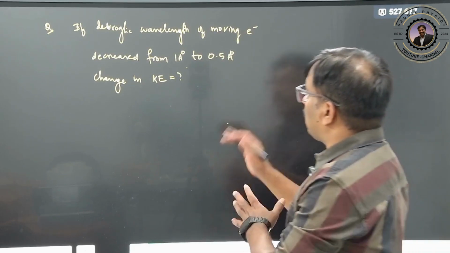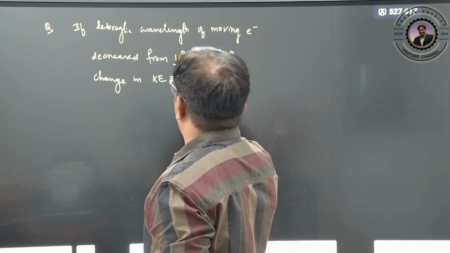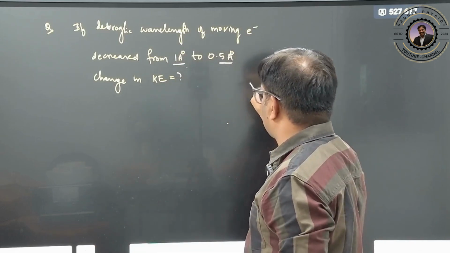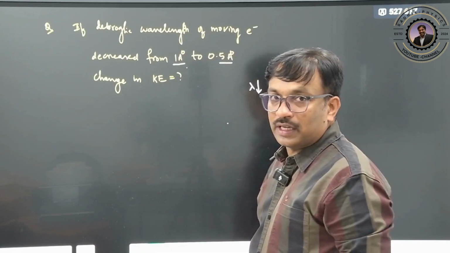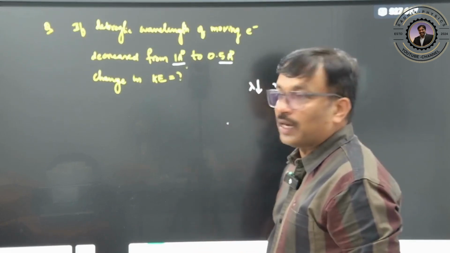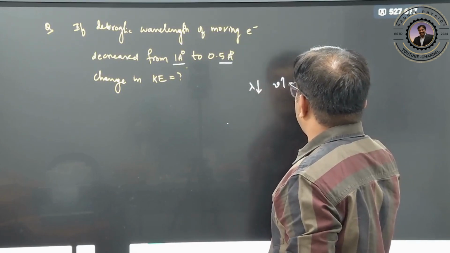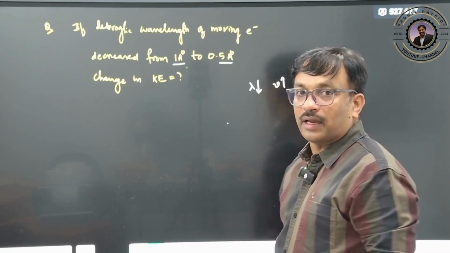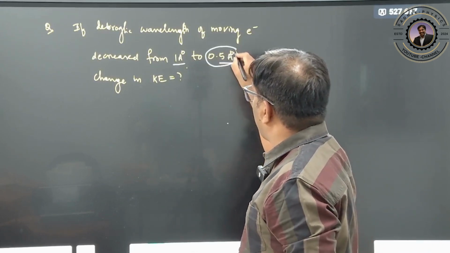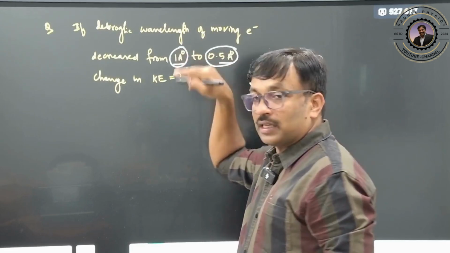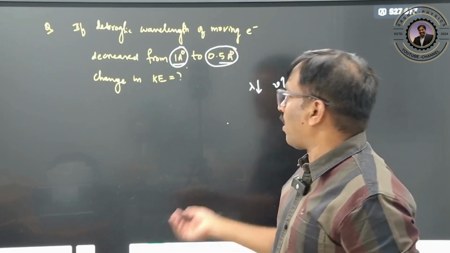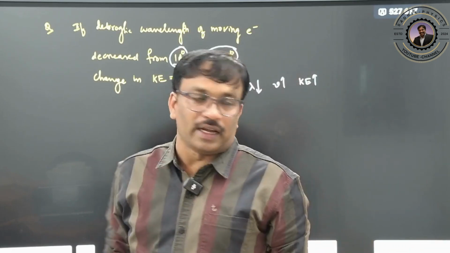Okay, so the de Broglie wavelength is decreased. When the de Broglie wavelength is decreased, what will happen? The velocity is increased, which means the kinetic energy is increased. So for this one the kinetic energy is more, and for this one the kinetic energy is less. We want to calculate the change in kinetic energy. We can also add one more question: the percentage change in the kinetic energy.